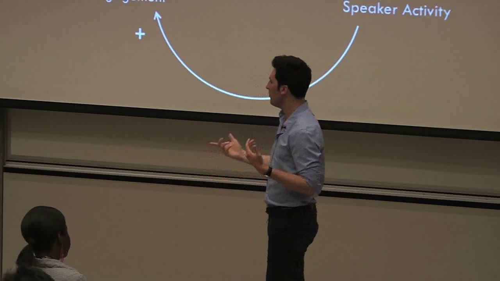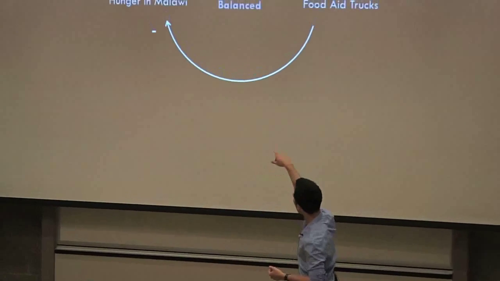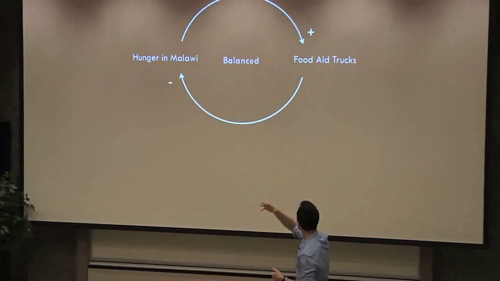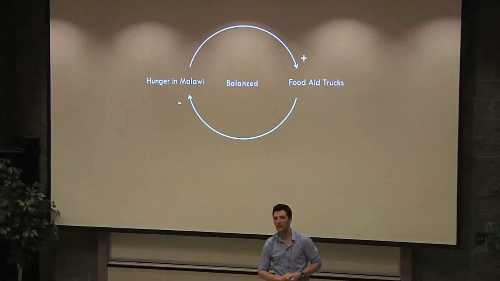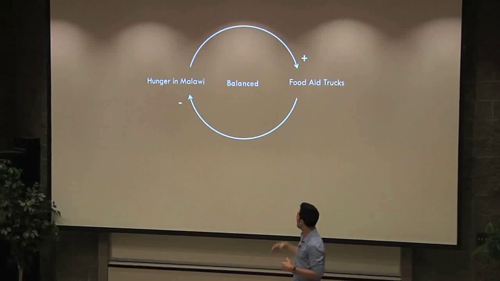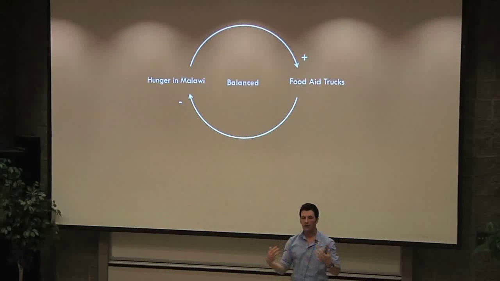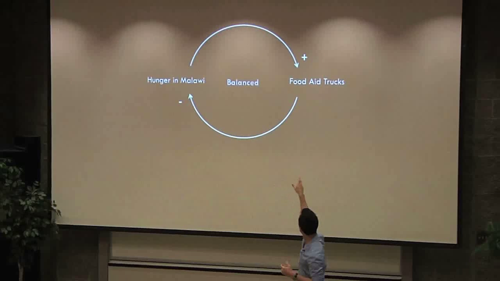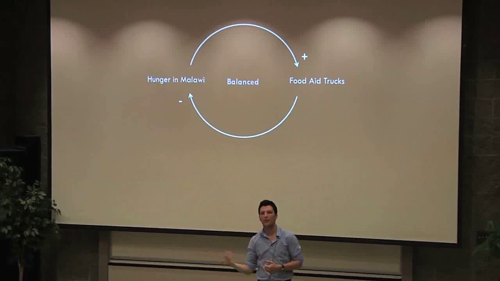Now, a system like that might look something like this. It's the same balancing loop that we just learned about. You have hunger in Malawi over here, and as that goes up, food aid trucks show up in the villages, start passing out food. As the hunger starts dropping down, the food aid trucks aren't going to be needed anymore, so they can move on to the next village. Great, we have a solution. Maybe even a sustainable solution that's going to solve world hunger.